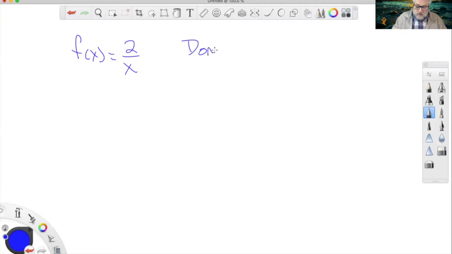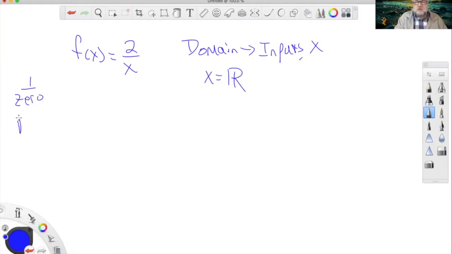So the domain, which is the inputs, which is x. If it was all real numbers, I could say x equals all real numbers. That's a symbol for real numbers. Except I can't do all real numbers. There's two things I'm not allowed to do. I'm not allowed to divide by 0, and I'm not allowed to take a square root of a negative number. These are the things I always have to watch out for when I'm looking at what values are acceptable, or where does the function not work?